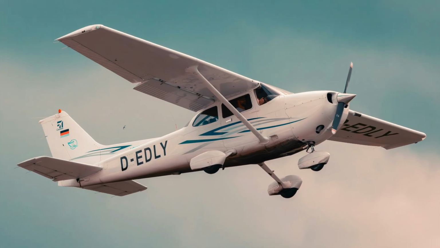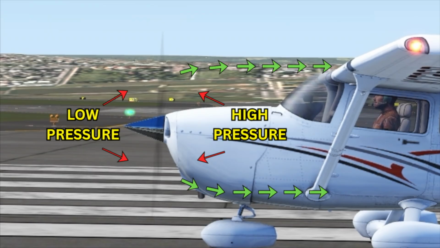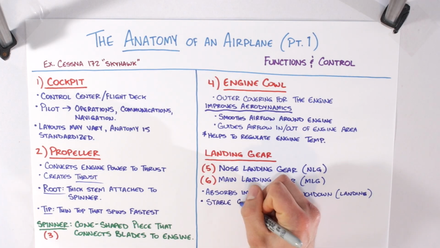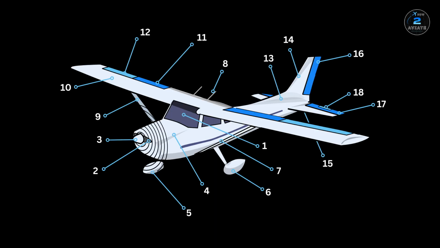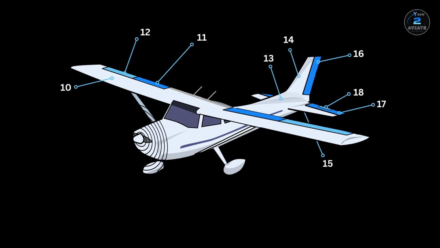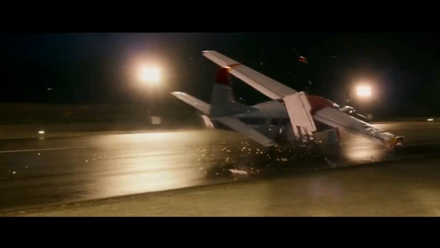In the last lesson, we discussed the anatomy of an airplane, specifically a Cessna 172 and the basic parts of the plane, as well as how they function and what they control. But if you remember, there were 18 parts I wanted you to be familiar with, and we only discussed 9 of them. So today we're going to talk about the other 9, and at the end, we'll review all 18 parts as well as some real-world applications.